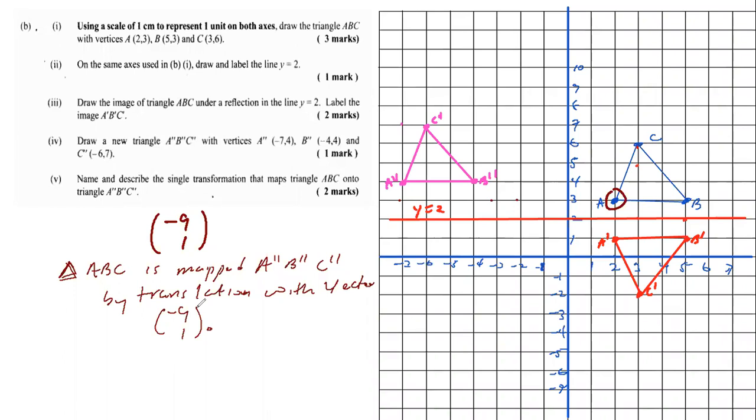C to B double prime. No, C to B double prime. Right? No, C to B. No, double prime. No, no, no. You compare C to C, A to A, and B to B.